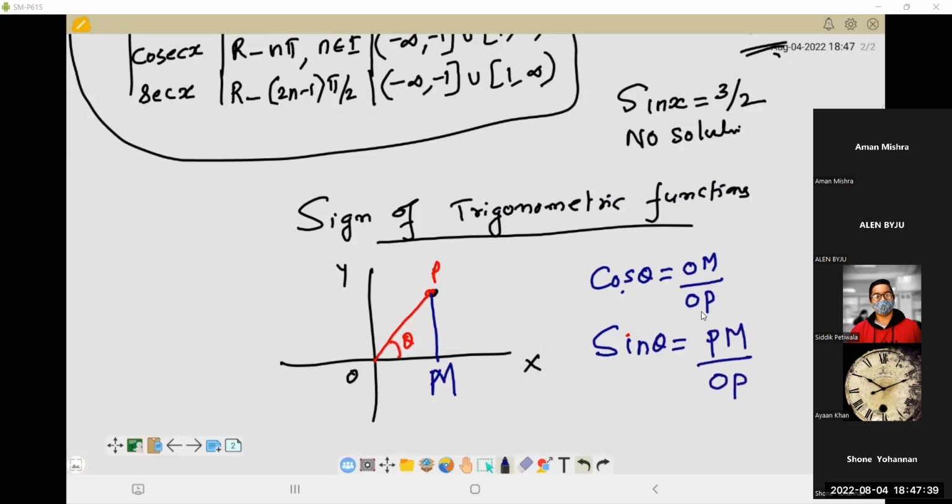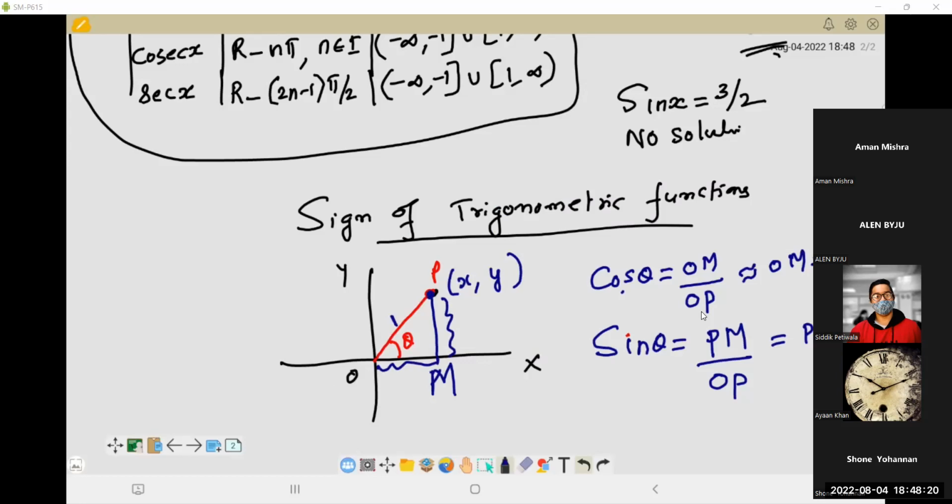Suppose I take OP, the length, as 1 unit. OP will be 1. So what will happen? Cos theta will be equal to OM and sin theta will be equal to PM. This is very, very important. Whenever you have a coordinate system, any point is marked using x comma y. X means this distance OM, and y is this distance PM. That means OM equals x and PM equals y.